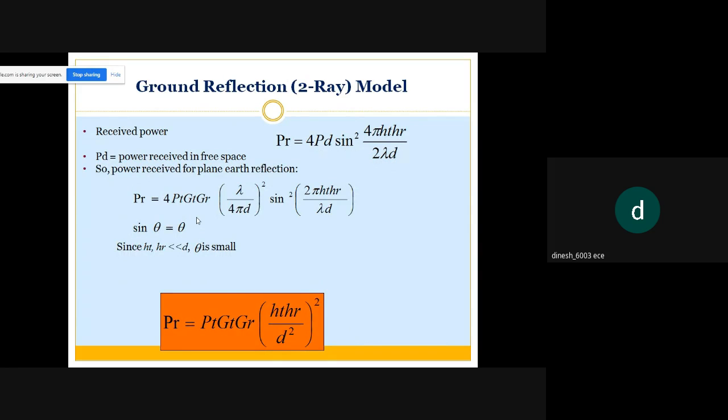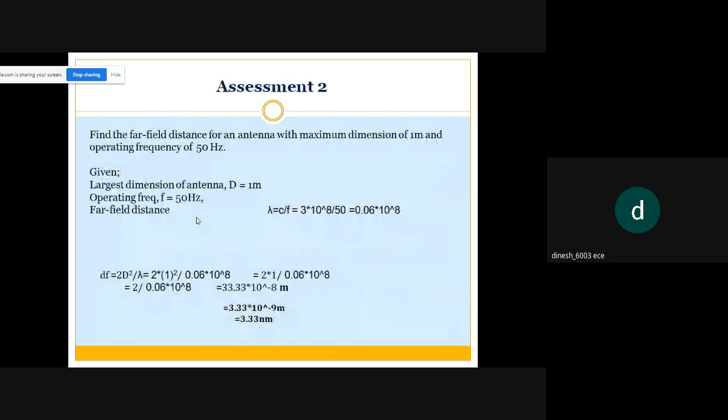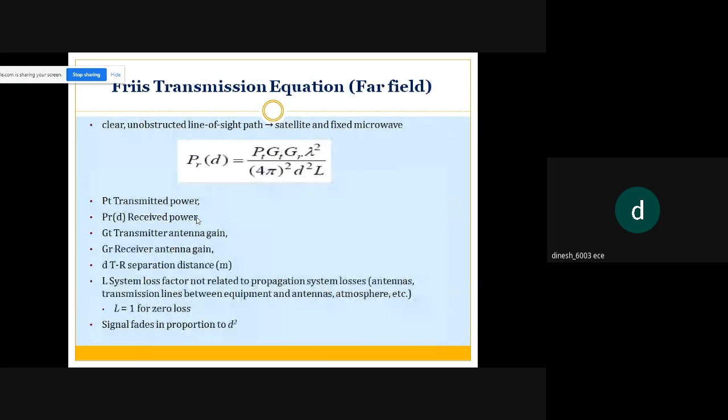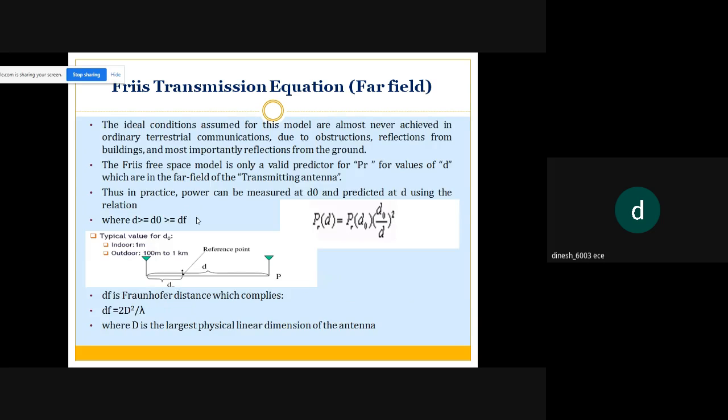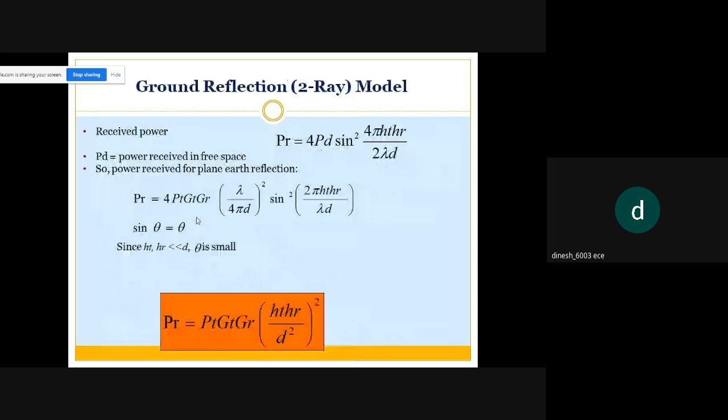Now the free space propagation model received power calculation PR. I'll show you that again. This is your Friis transmission equation for the far field free space propagation model: PR of D is equal to PT GT GR lambda square divided by 4 pi square D square L. Similarly, for the two-ray model we get PR equal to PT GT GR into HT HR divided by D square, the whole square.